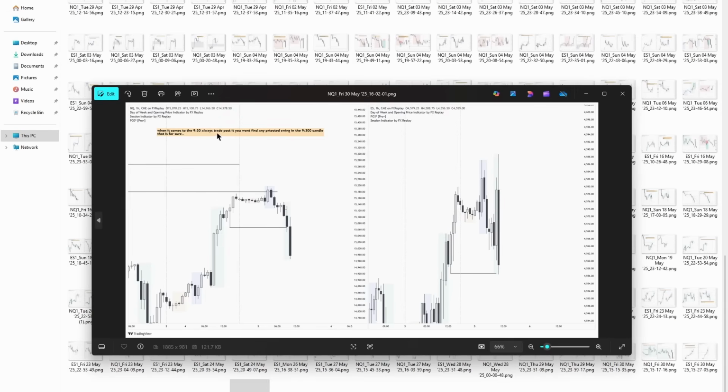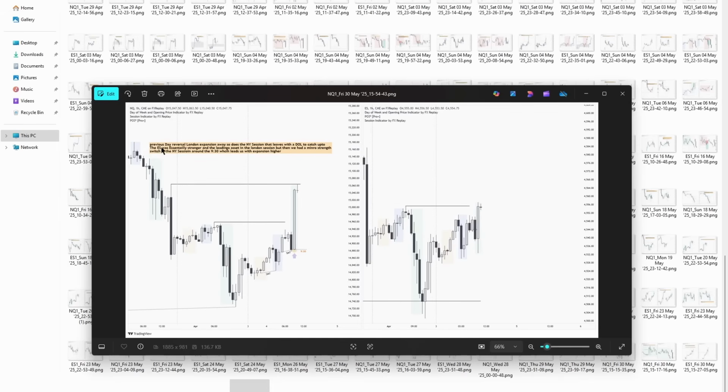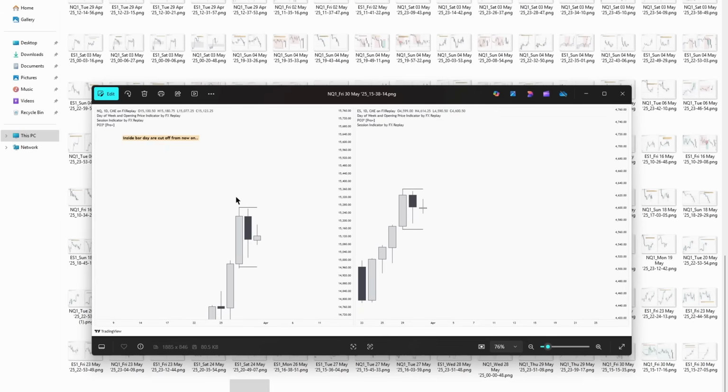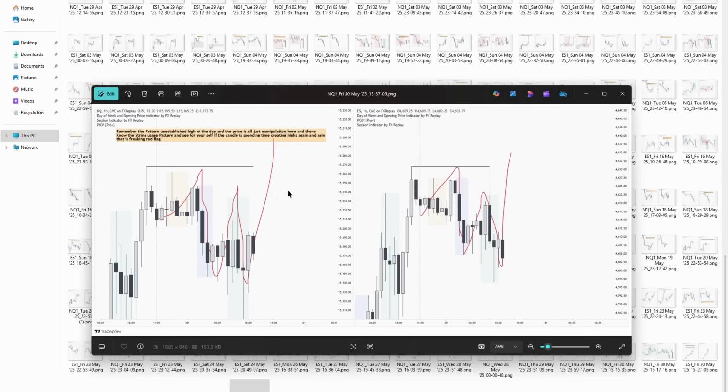When it comes to 9:30, I will trade post it. Previous day's bias, and we had a 9:30 reversal. This was a bearish daily profile. We had a consolidation inside buyer days. These were like seek and destroy.